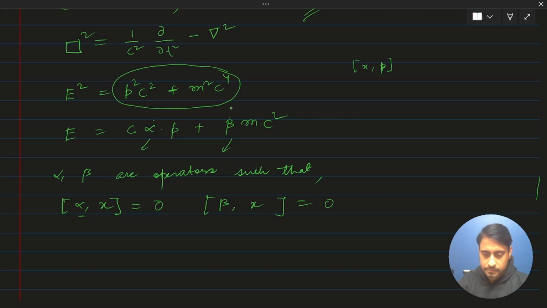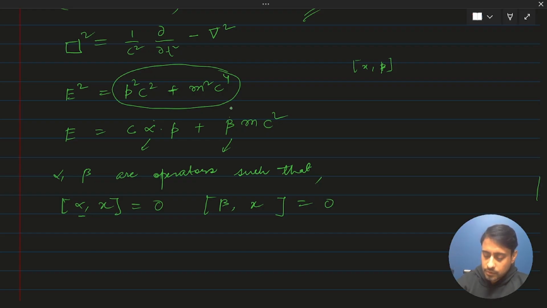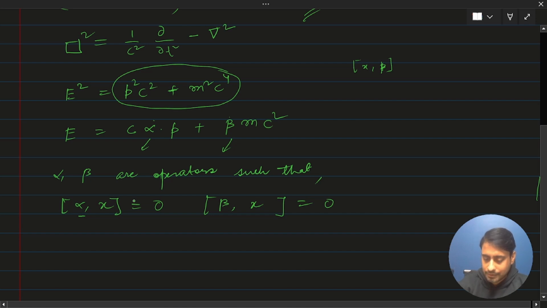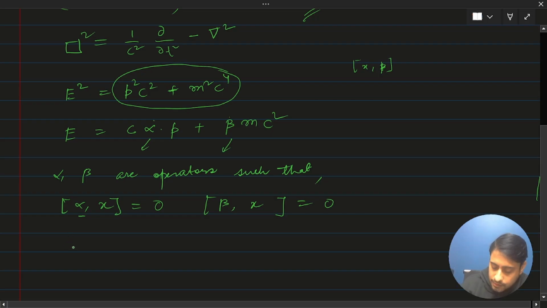Because if you do not take these conditions and go on solving, then you will find that the solution could be much simpler if we take these conditions. People have solved it and realized that this will be better. So let's just assume this. And another thing is that it also commutes with the momentum operator, equals 0, for beta and p.